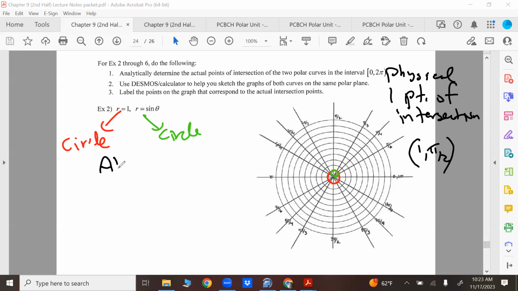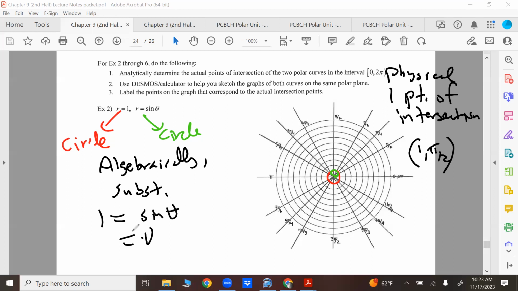So algebraically, here's what I'm going to do, guys. Just going to substitute. Well, duh. We know this happens at pi over 2. So the answer is 1 comma pi over 2. So that's pretty easy. Here's a circle, R equals 1, here's R equals sine theta, that's another circle but with a shorter radius, of course. Here we go, right? We're good.